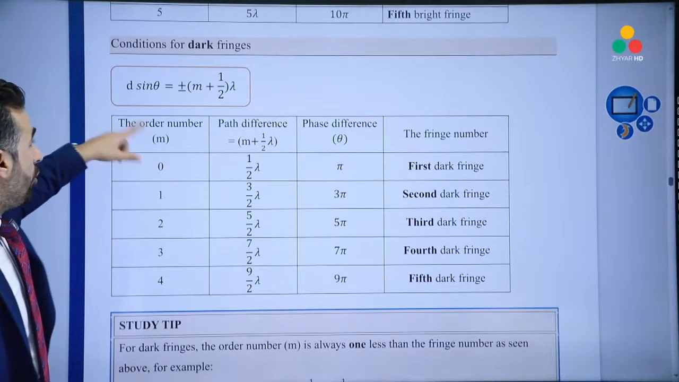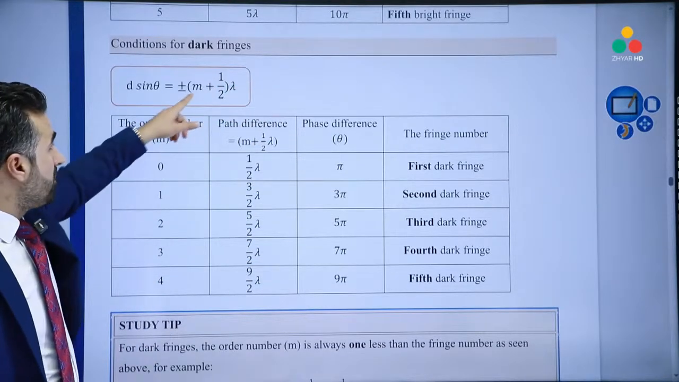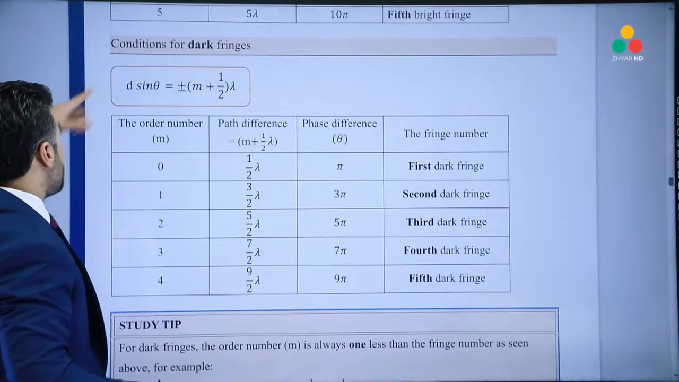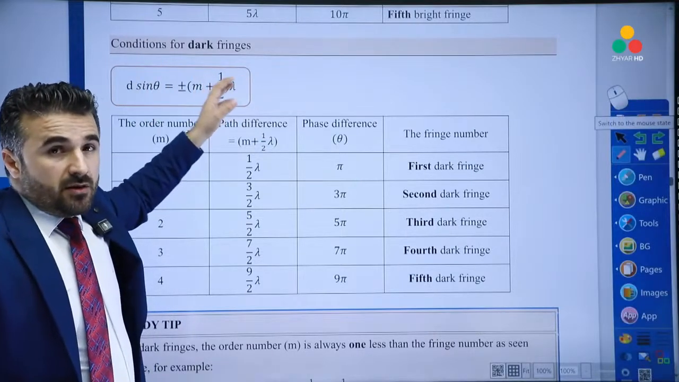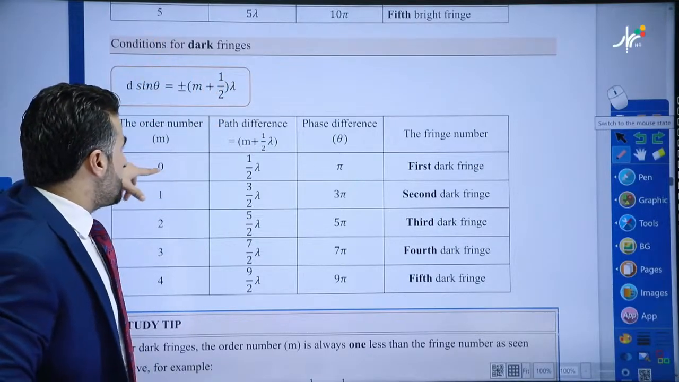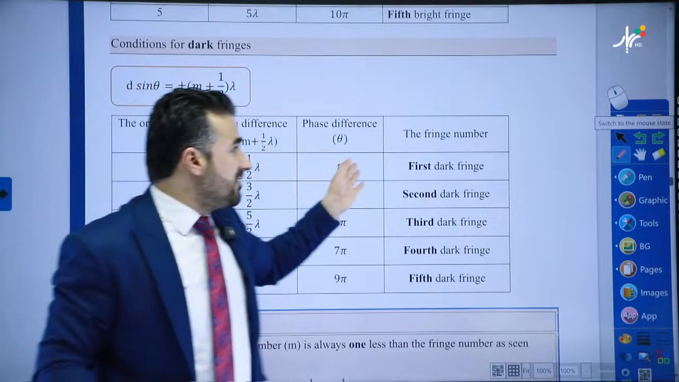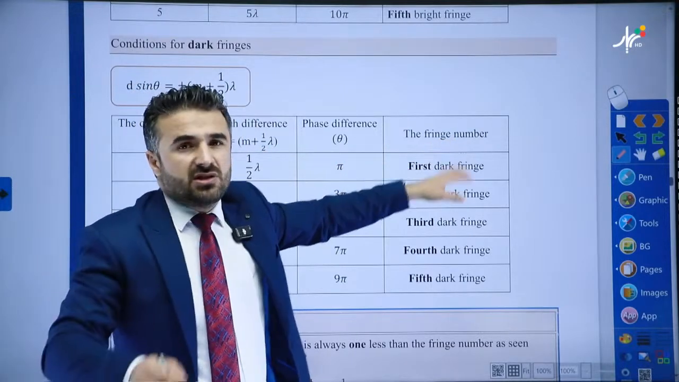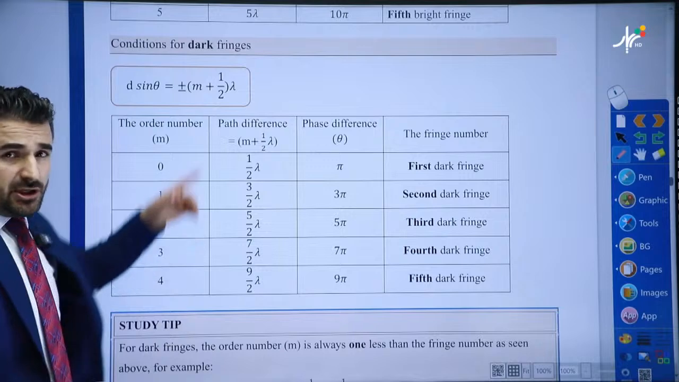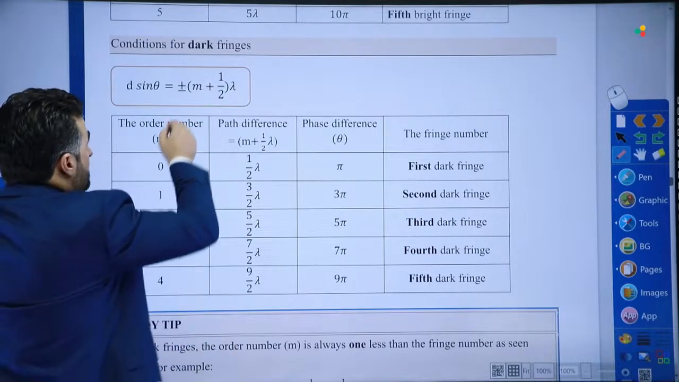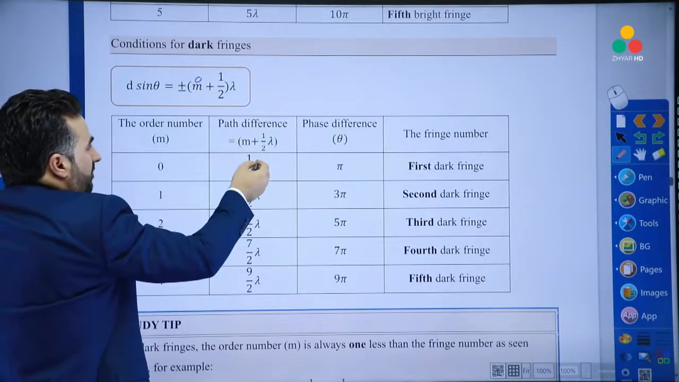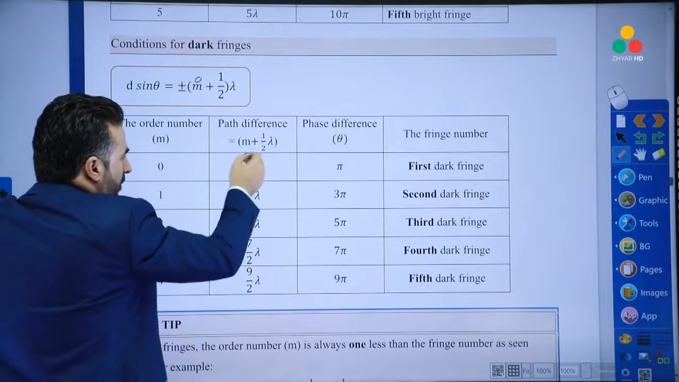Okay, so when the order number is 0, m is 0, we get what? We get the first, which is unlike the other one. Unlike the other one, because when m was 0, the path difference was 0, the phase difference was 0, we got the central. But here it's different, because we already have the central, which is bright. So when m is 0 here, we get half a wavelength. You can say the path difference is going to be half a wavelength.